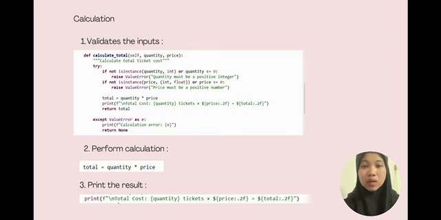After that, to perform the calculation, the code is total equals quantity multiplied by price. Next, for printing the result of the calculation, the code is print f total cost, bracket quantity times price, .2f equals total .2f.